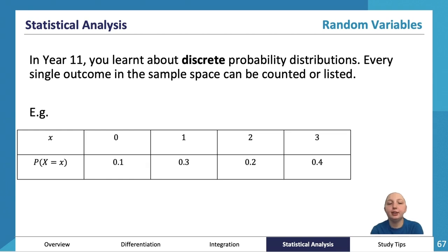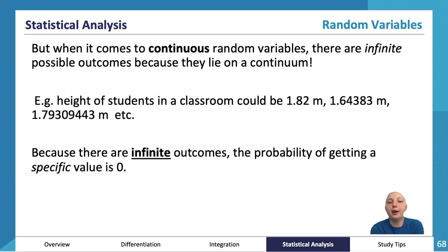So hopefully in year 11, you learned about discrete probability distributions. Most schools do this at the end of year 11, I think, so hopefully it's fairly familiar to you, or you just haven't thought about it in a while. So essentially this is when every single outcome in the sample space can be counted or listed, and you can account for the probability that each outcome will happen. Okay. In year 12, we'll start to think about continuous random variables and how there can be an infinite possible number of outcomes because they lie in a continuum.